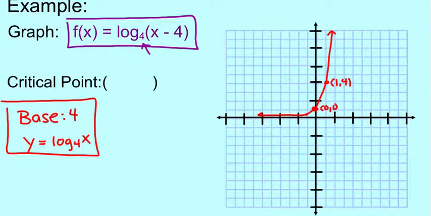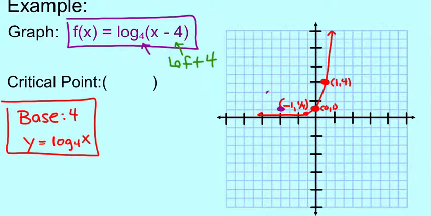Remember, this is critical point (0, 1), and then one more point (1, 4), and then this is (-1, 1/4). If we apply those transformations on the previous slide, what happens when I go minus 4 inside the function is it's going to pick up this graph and move it to the left 4. So here's my critical point of (0, 1).